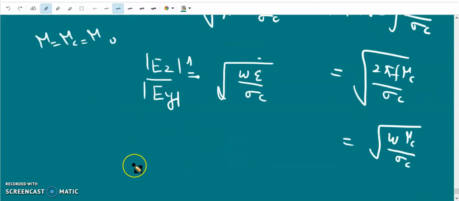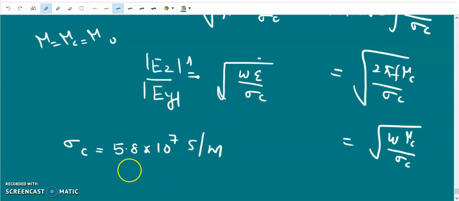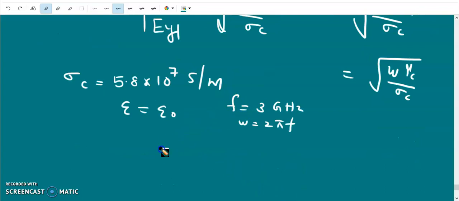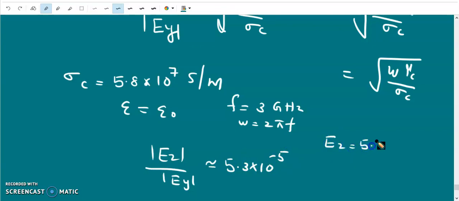So we can do one example of copper plates separated by air dielectric. For copper plates, sigma c is equal to 5.8 into 10 to the power 7 Siemens per meter, and epsilon is epsilon 0 itself. So substituting these values for a frequency of 3 gigahertz, where omega is just 2 pi f, we can see that modulus Ez by Ey is approximately equal to 5.3 into 10 to the power minus 5. So that means Ez is 5.3 into 10 to the power minus 5 times Ey. That means Ez is very much less than Ey, only 10 to the power minus 5 times Ey.